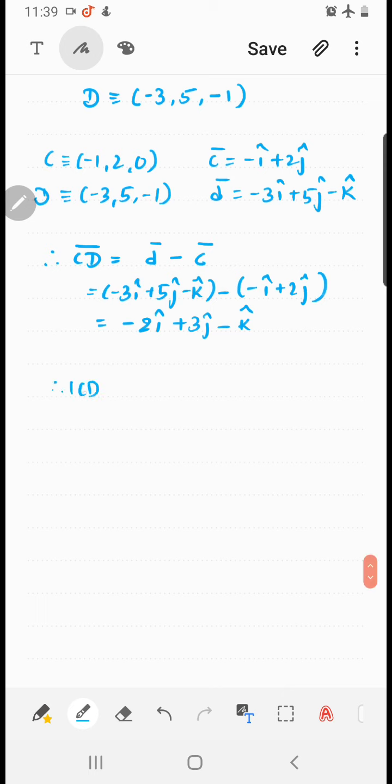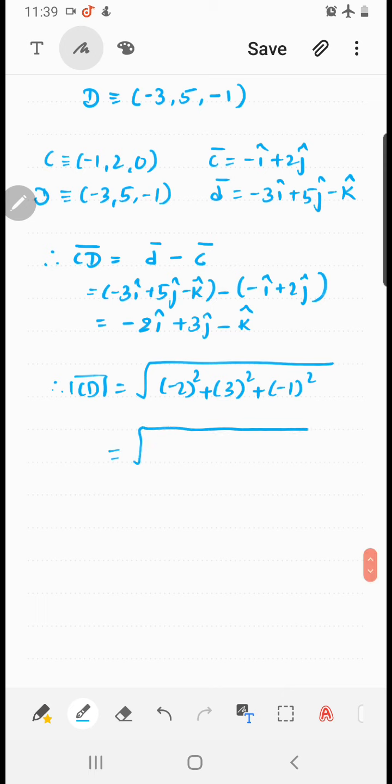Now I'll get the magnitude of CD bar. What was the formula of magnitude? It is under root of coefficient square and add. See the way I am writing the values, I am reading the formula and I am writing the value. You should always do it that way if you don't want to forget. So minus 2 square is 4, 3 square is 9, 1, it is root 14. You got the vector, you got the magnitude. So your vector CD bar is ready.